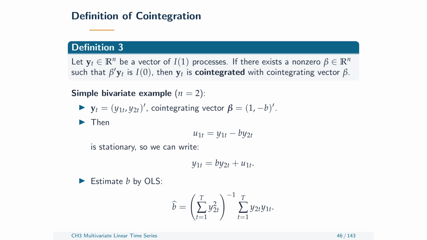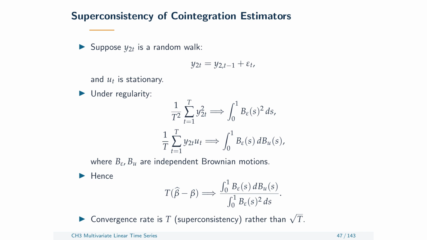Cointegrating regression can estimate a long-run coefficient unusually quickly. If one integrated variable is regressed on another and their error is stationary, the slope estimator can converge at the sample size rate rather than the usual square root rate. This property is called superconsistency.